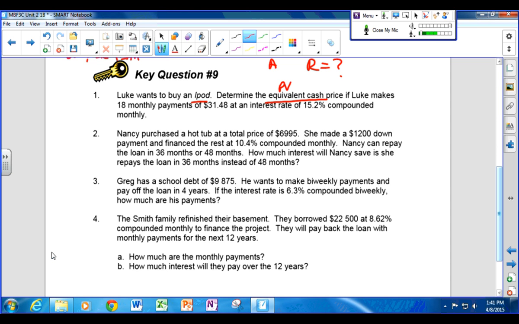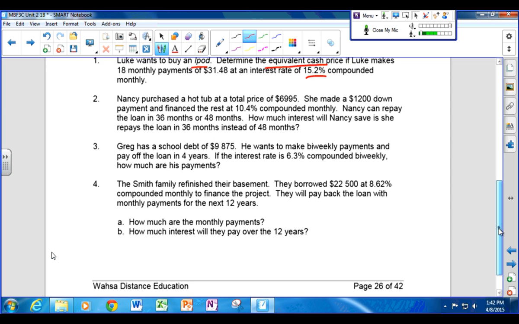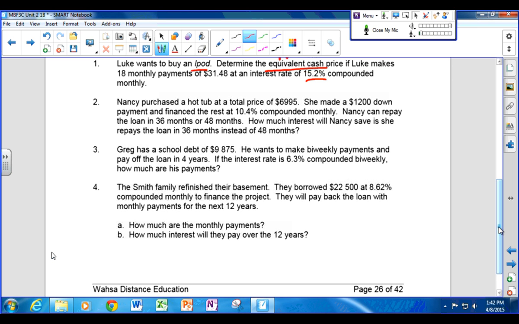So now you know how to do that. Wow, that's quite the interest rate, but some places will charge that. Okay, hot tub. Interesting. Okay, so this is her price. She makes a down payment on that hot tub, and she financed the rest at 10.4% compounded monthly.